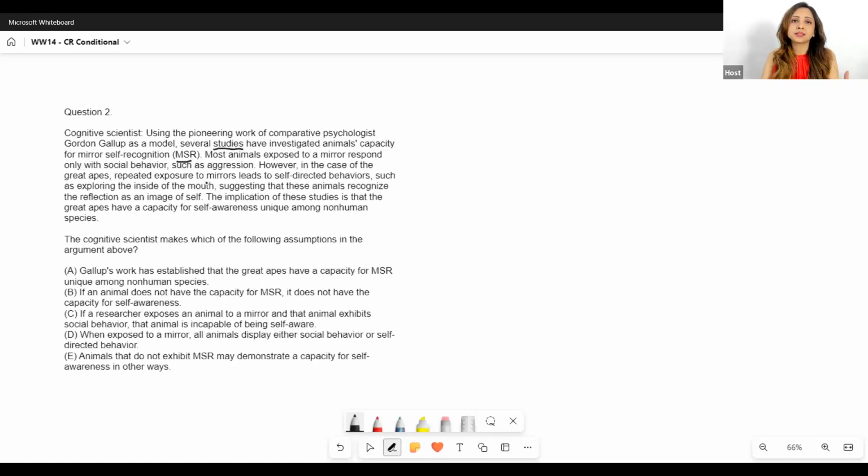So the studies basically must have put, now this is what we are guessing, right? What I'm imagining is that there is a mirror and the studies put animals in front of the mirror, and then they analyzed what kind of behavior the animal is displaying. Whether the animal is able to recognize itself in the mirror. Now most animals exposed to a mirror respond only with social behavior such as aggression.